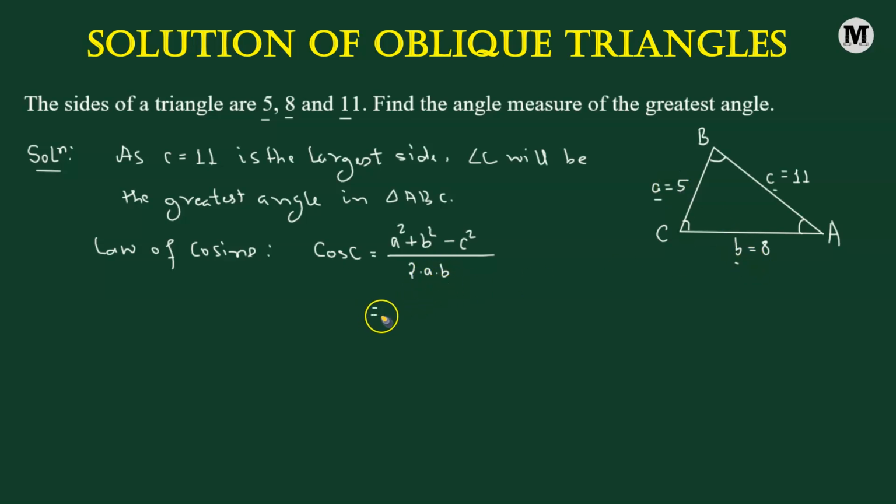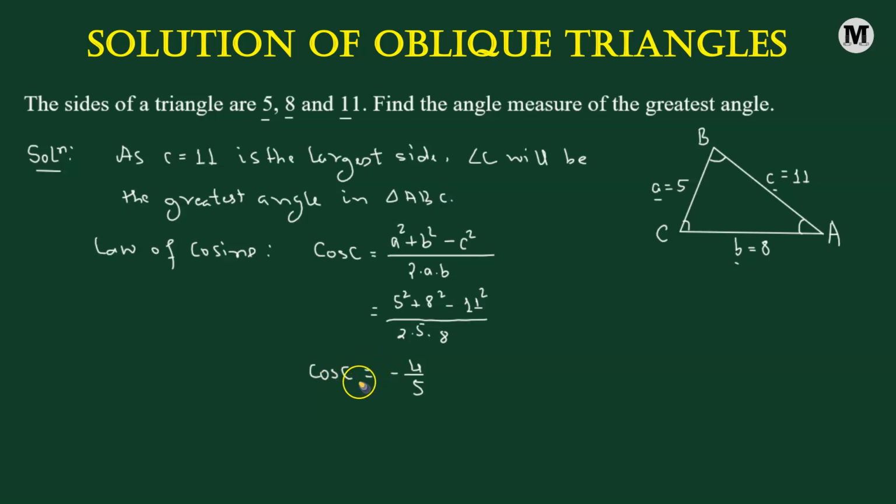Okay, let's use the values. So a squared is going to be 5 squared, added to b squared, so that's 8 squared, minus 11 squared, whole divided by 2 times a times b, so that's 2 times 5 times 8. Okay, so when we solve this, we are going to get the value negative 4 over 5. So that is going to be the value of cosine of angle C.